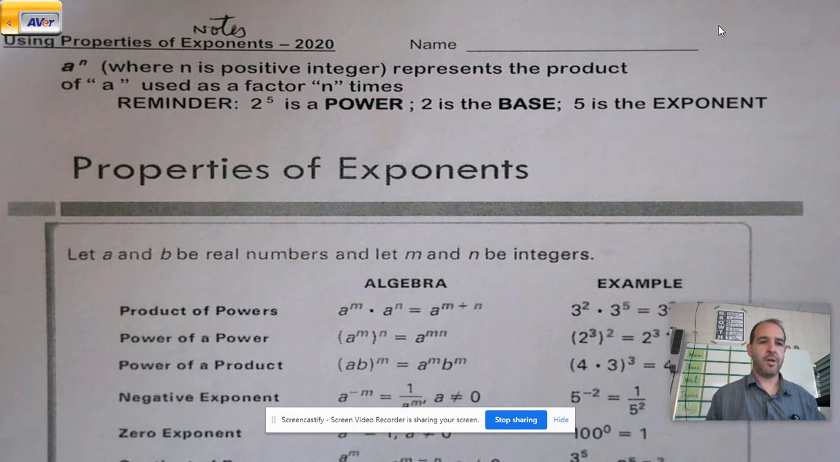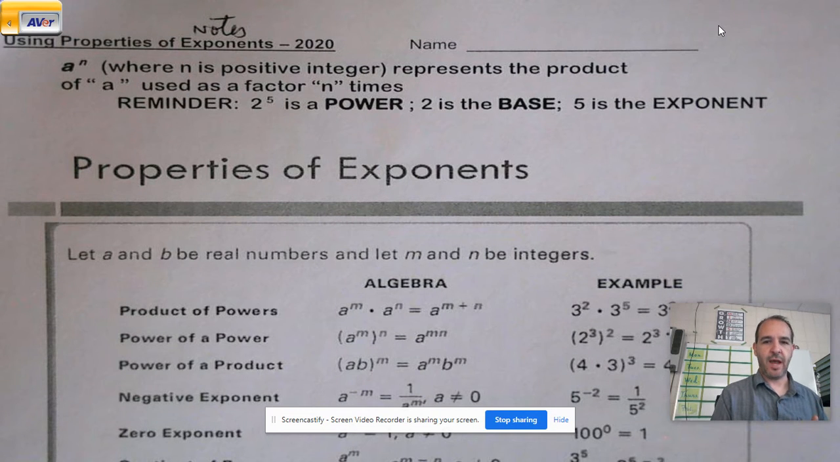Hey, good morning. We are going to be starting up Unit 2 today, starting with some properties of exponents. I'm going to stay in exponents for a couple of days here, doing a couple of different things, so we'll get locked in here. A couple of things with exponents here at the top.